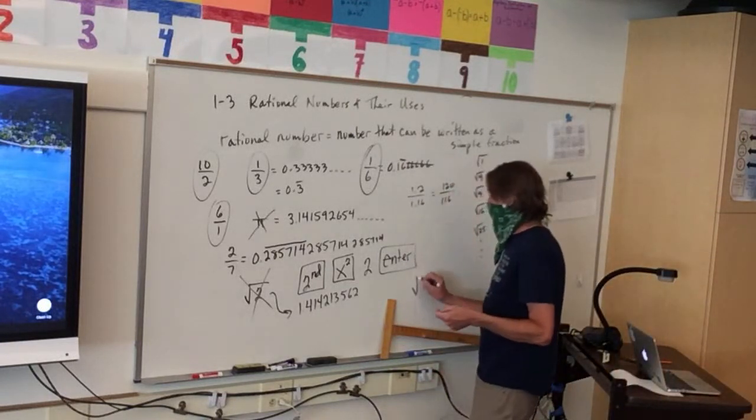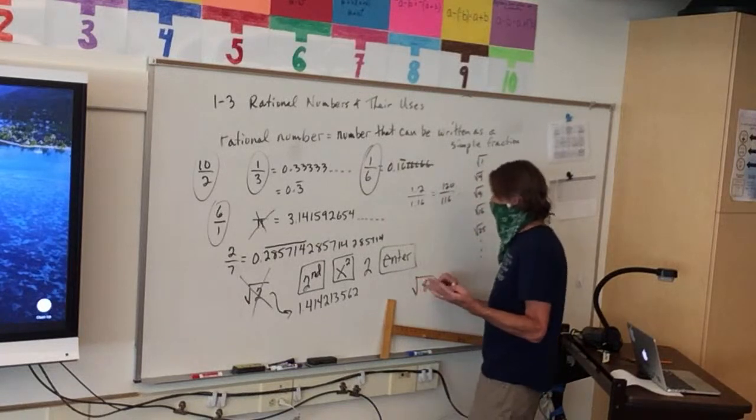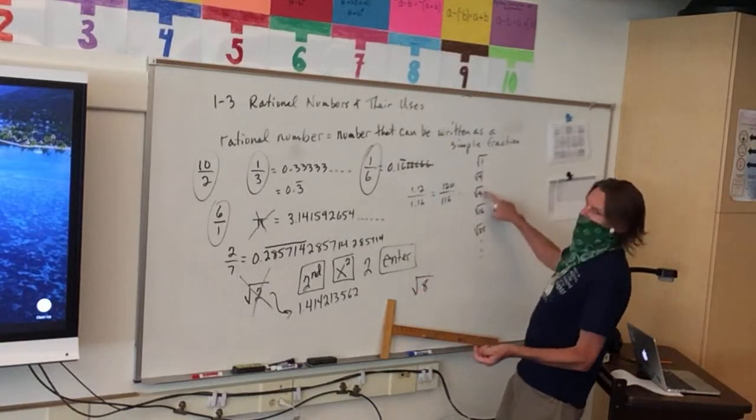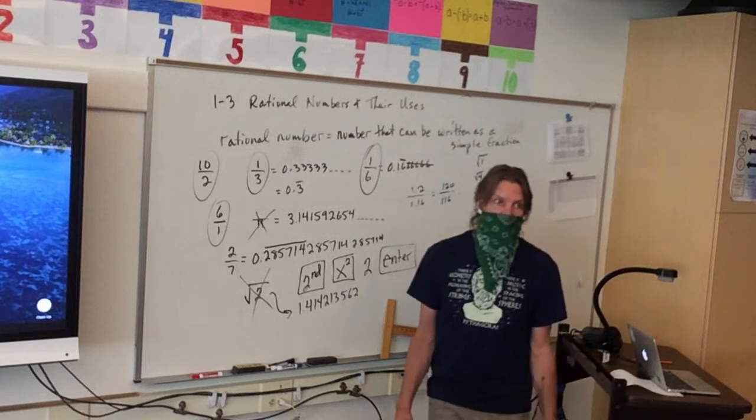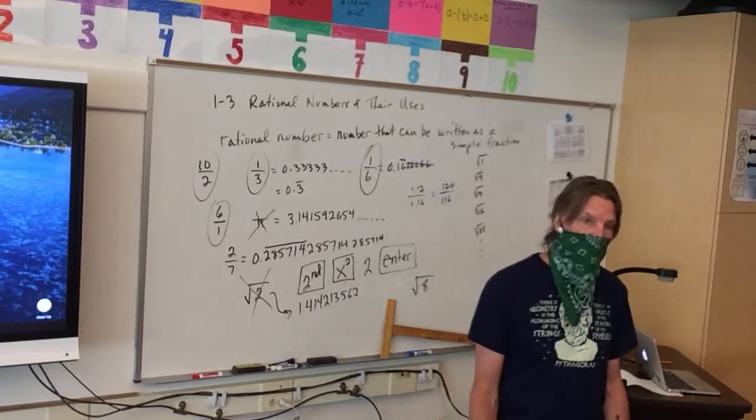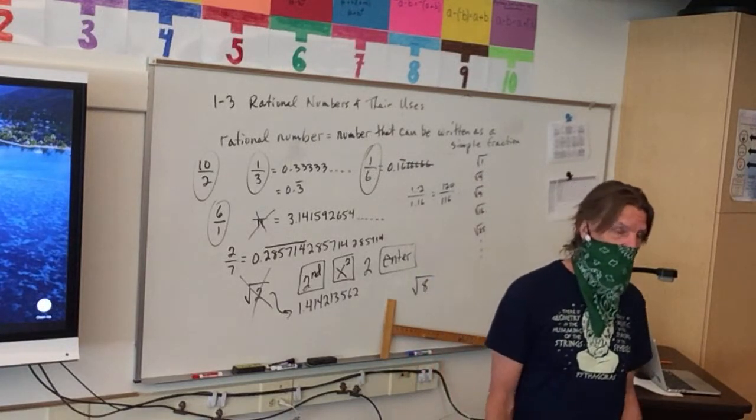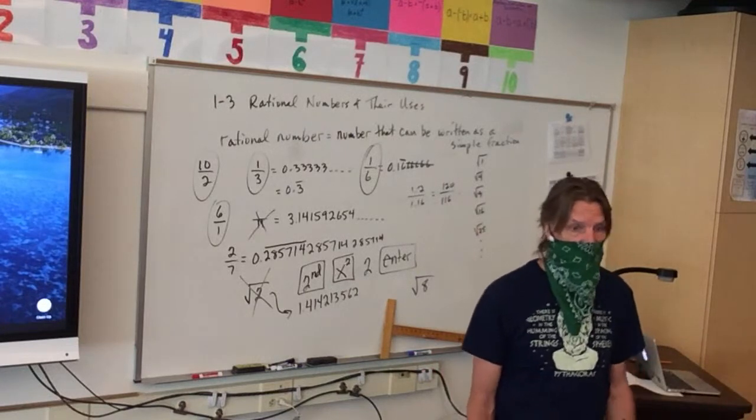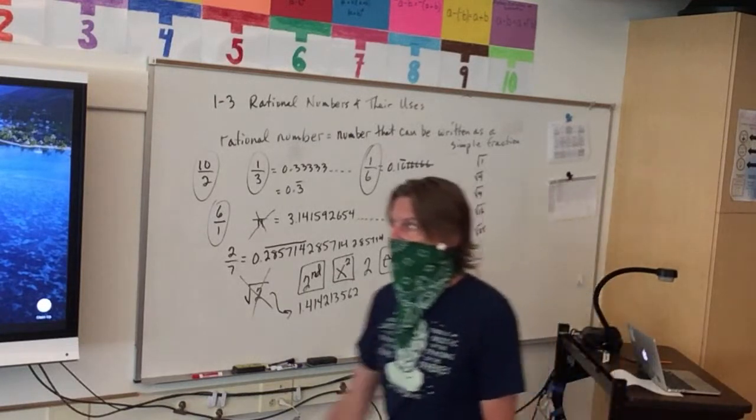The square root of 8 is in between these two. Remember that from last year. It can't be written as a fraction because it has no repeating pattern to it. Okay, so that's what a rational number is.